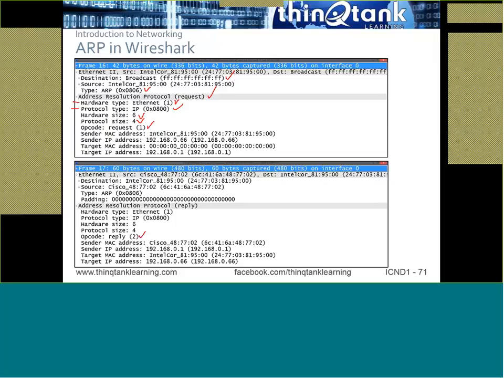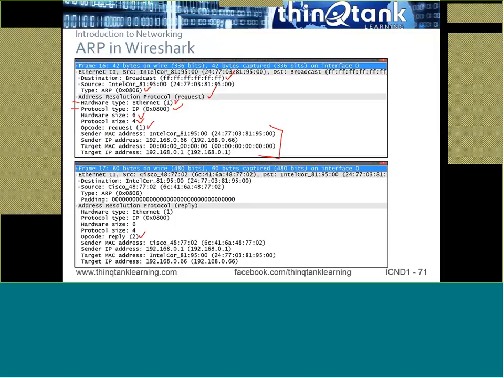All right? But here is the most important part. The actual payload of ARP. The sender's MAC address is identified. The sender's IP address is identified. The target MAC is blank because that's what I'm trying to discover. The target IP is identified. Why is this particularly important?